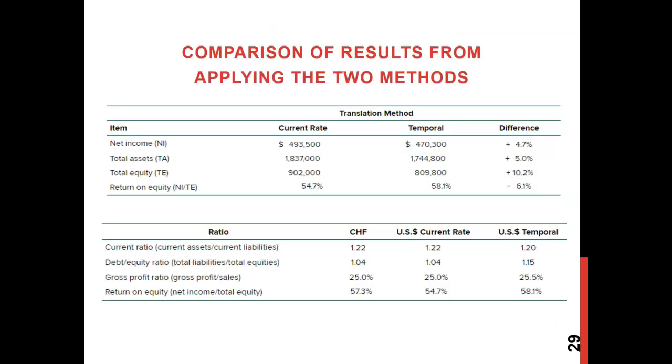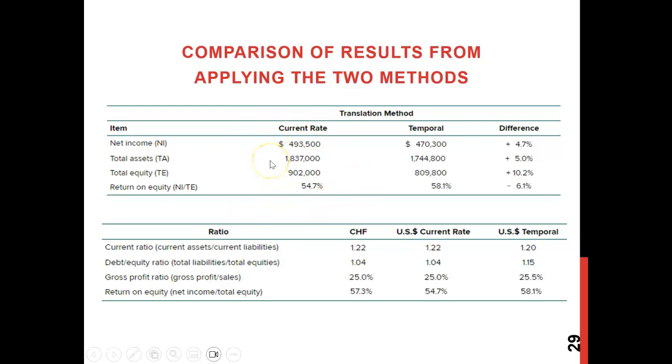So the last slide is talking about the comparison. Just because we are using different methods, we end up with different current assets, different total assets, different net income. Now, if you want to measure the performance of your subsidiary, usually we calculate some ratios, right? If you remember, current ratio, leverage or debt-to-equity ratio, ROE, return on equity. These ratios are based on some income statement and balance sheet numbers.